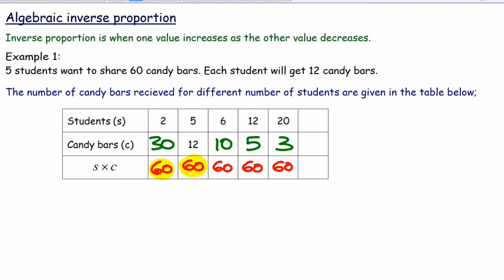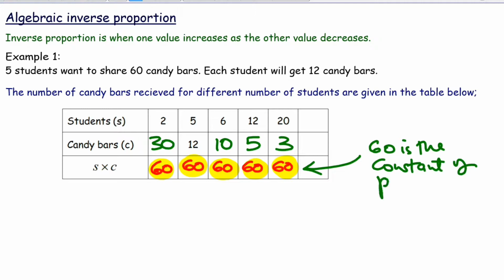Now, this is what we call the constant of proportionality. As you can see here, all these values are constant. So this must be a constant. I can just write here, 60 is the constant of proportionality.